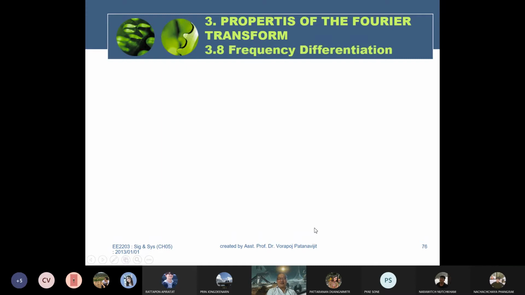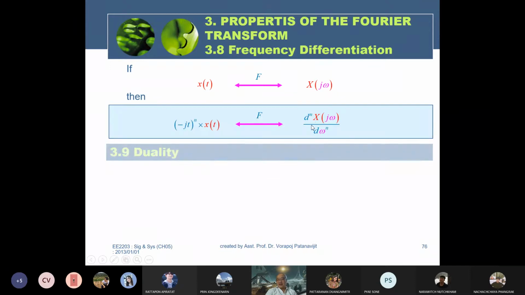And the next one is the frequency differentiation. If you differentiate in the frequency, that is, you differentiate the Fourier transform of x(t) with respect to omega, it equals multiplying by minus jt one time.